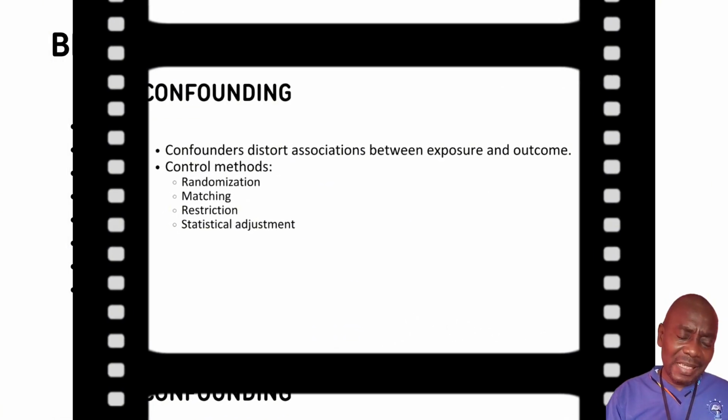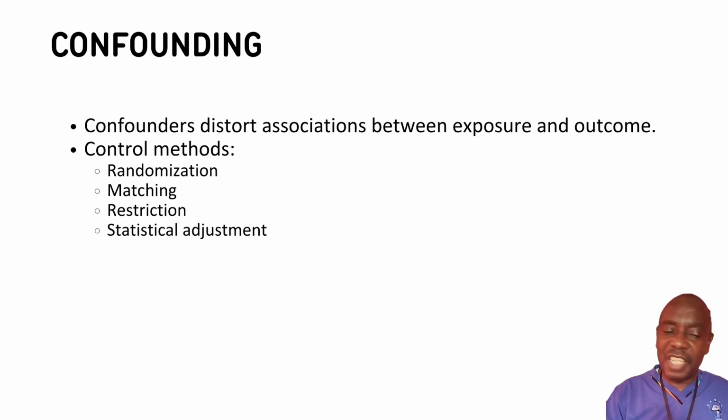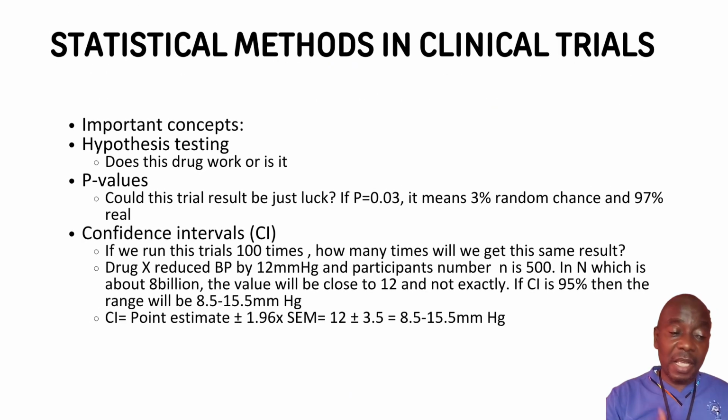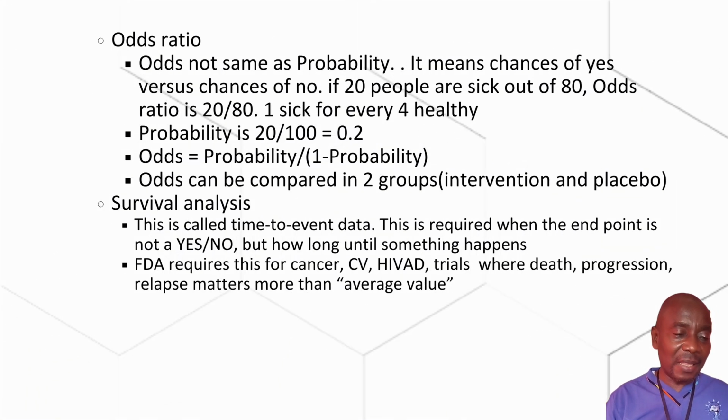So what are the confounding parameters? Confounders distort the association between exposure and outcome. And so how do we control this? By randomization, matching, restriction, and statistical adjustment of our data to take care of the confounding factors. So what are the statistical methods in clinical trials? That's where we're going to stop this afternoon. Important concepts: hypothesis testing, p-value, confidence interval, relative risk or risk ratio, odds ratio. These are all that we look at as we put our data together.